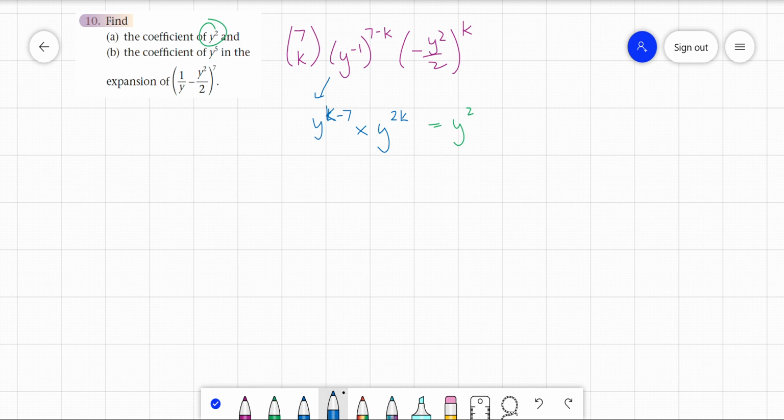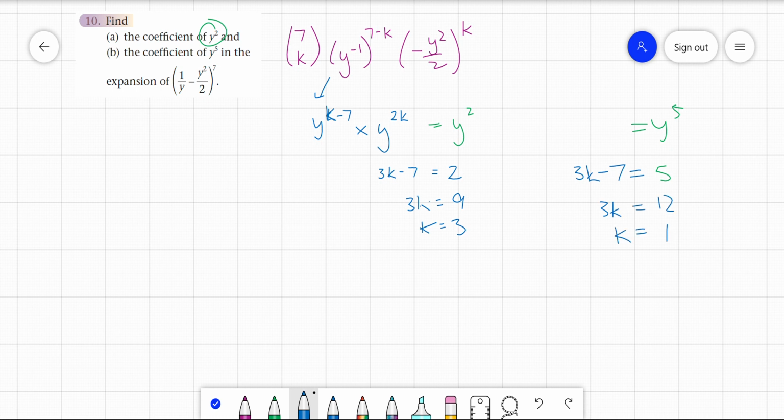Adding the indices, we would get 2k plus another k minus 7, so that's going to be 3k minus 7. I want that to equal 2 in one case. And in the other case, I'll just get it ready, 3k minus 7, we want it to equal y to the 5. So I want that to equal 5 in the other case. Okay, so 3k here, of course, equals 9, so k equals 3. In part B, 3k here equals 12, so k equals 4. So I'm looking at k equals 3 and k equals 4 for B.